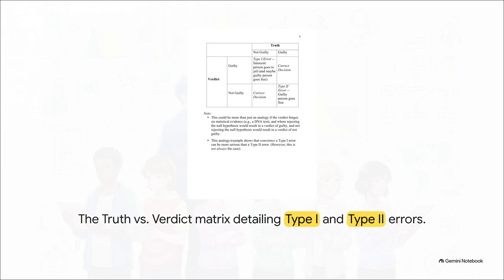Conversely, if the alternative hypothesis is true and the person is actually guilty, but our data leads to a not guilty verdict, we commit a type 2 error. We fail to reject a false null, letting a guilty person walk free.